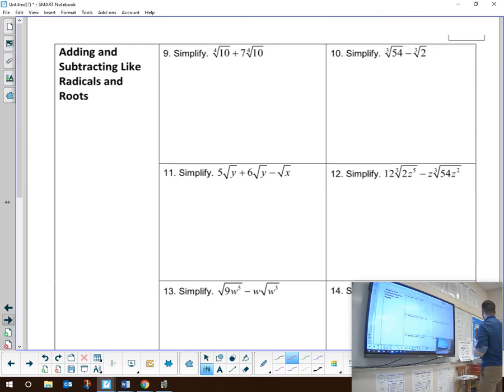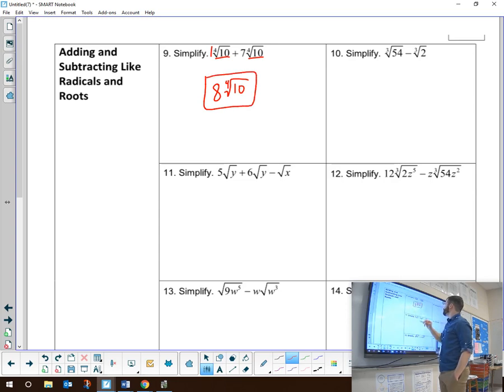The big deal about adding and subtracting is you have to be counting the exact same thing to be able to add and subtract. So we can go ahead and do that on number 9. Look at this. I have 4th roots of 10 and 7 4th roots of 10. So if I have 1 4th root of 10 and I have 7 4th roots of 10, we can add these together, and that makes 8 4th roots of 10 once we add those together.